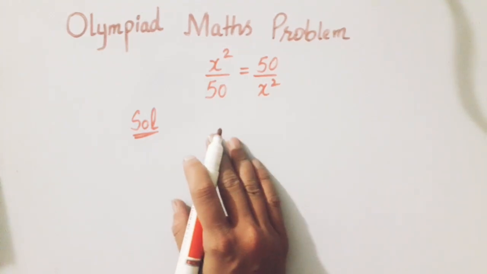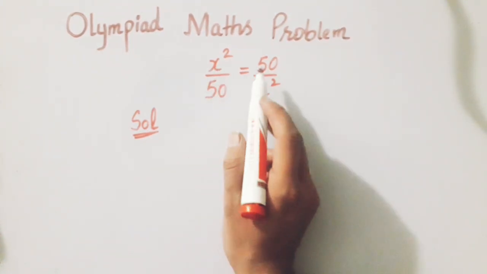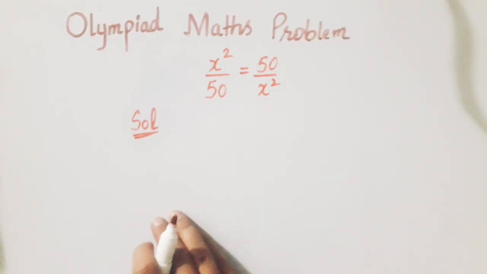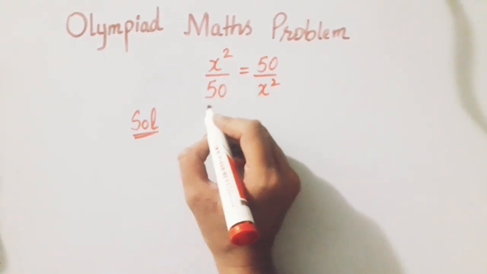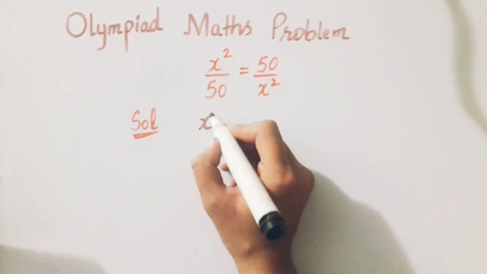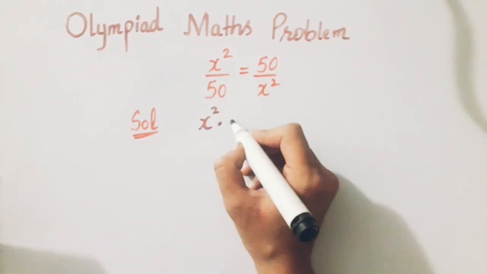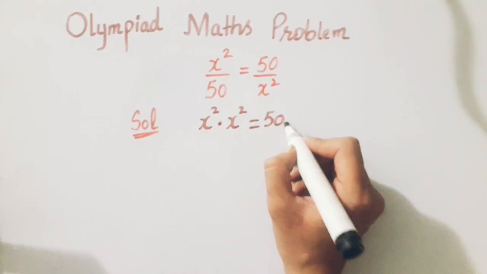In today's video we will solve an Olympiad math problem, that is x square by 50 equals 50 by x square. You have to find the value of x. For this purpose we will solve this by taking the cross multiplication of this. So we will cross multiply both sides. So x square is multiplied by x square and 50 is multiplied by 50.